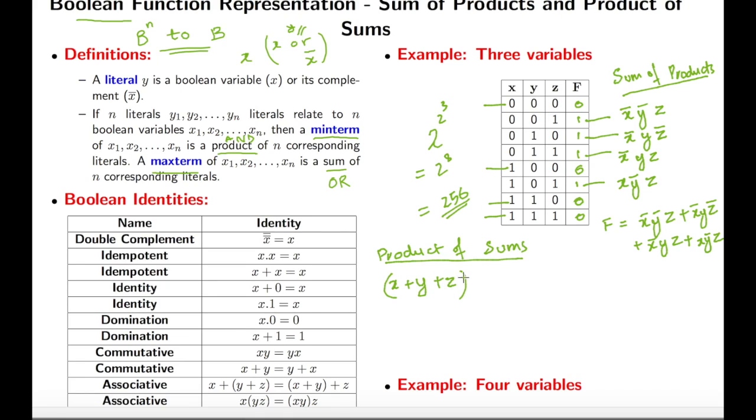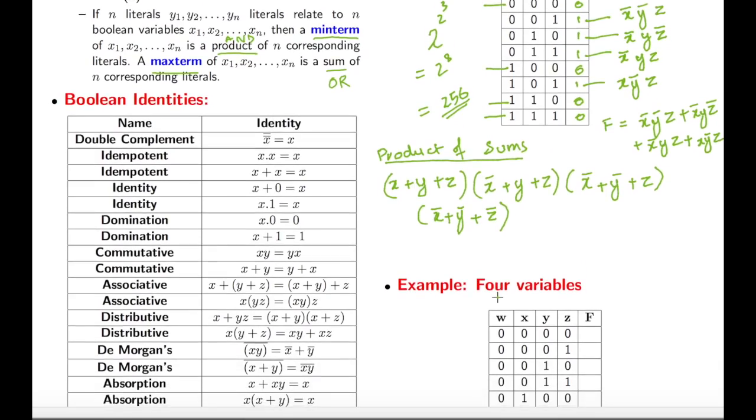So what is the next term? I'll just make the product right here. This should be x bar, y, and z, so x bar plus y plus z. This one should be x bar, y bar, z, so x bar plus y bar plus z. And this should be x bar plus y bar plus z. So this is my product. Each of them is a max term, and this is my product of sums representation.